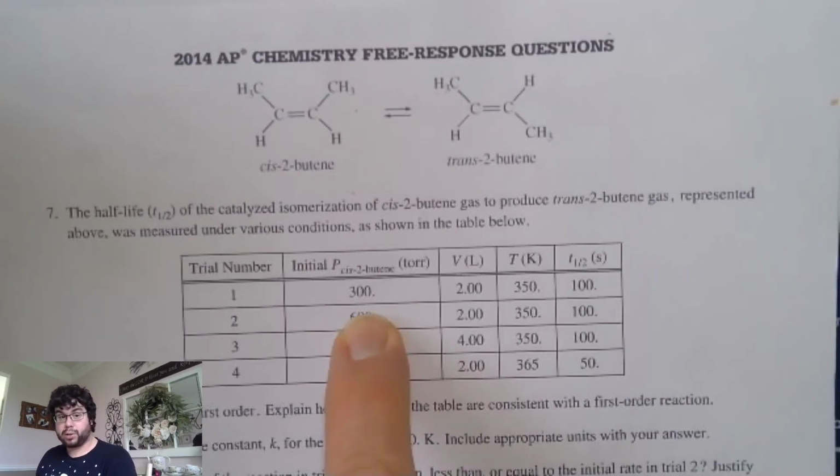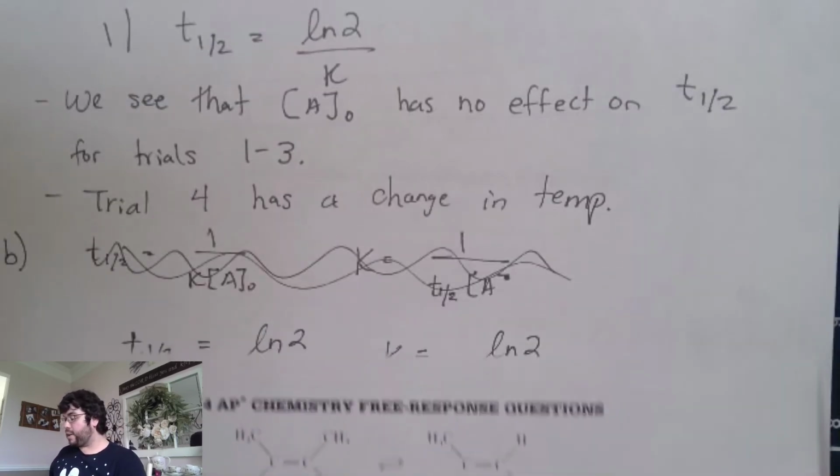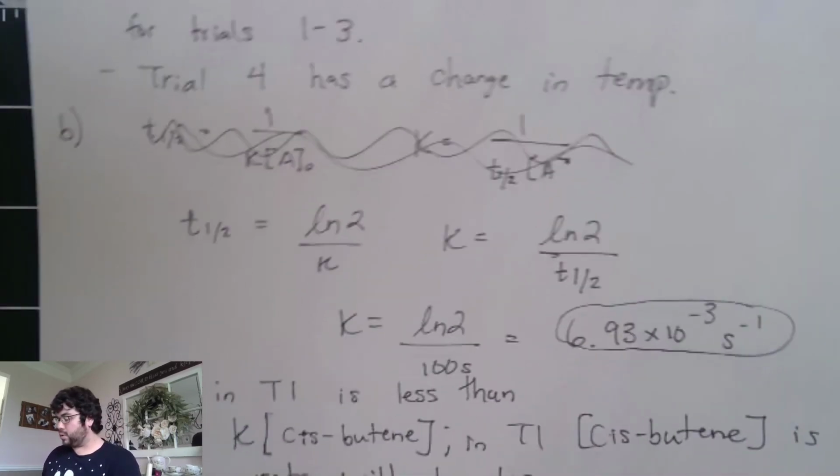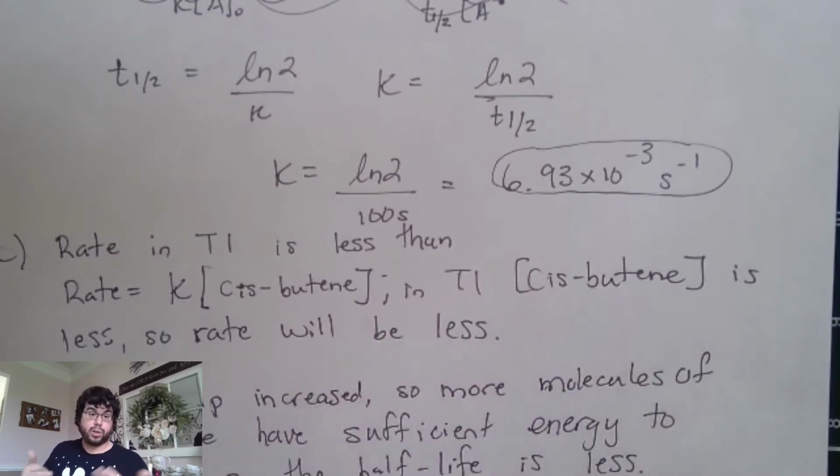There's fewer molecules in that space, and so you're going to have a reaction that is at a slower rate at the beginning. And you can prove that with math using the standard equation, or you can just use the logic that there's fewer molecules to react with one another, so there's going to be a slower rate at the beginning for trial 1.